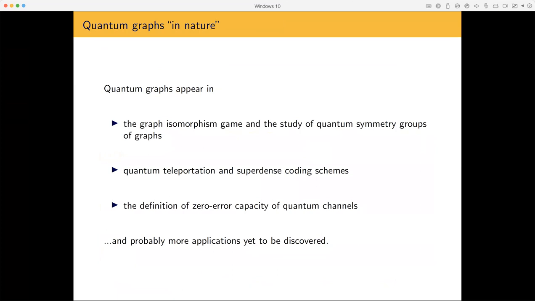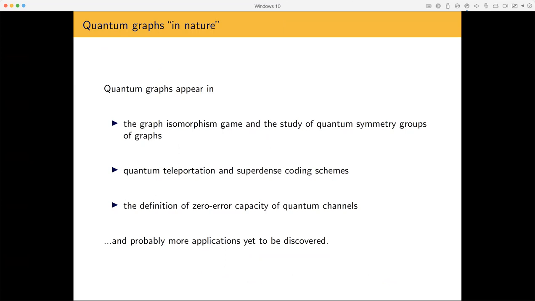One being connected to the so-called graph isomorphism game. Well, maybe I won't get into the details there, but this is primarily about graphs. But if you want to understand the quantum symmetry of such graphs, then it's actually natural to also allow quantum graphs in the sense that I've described.